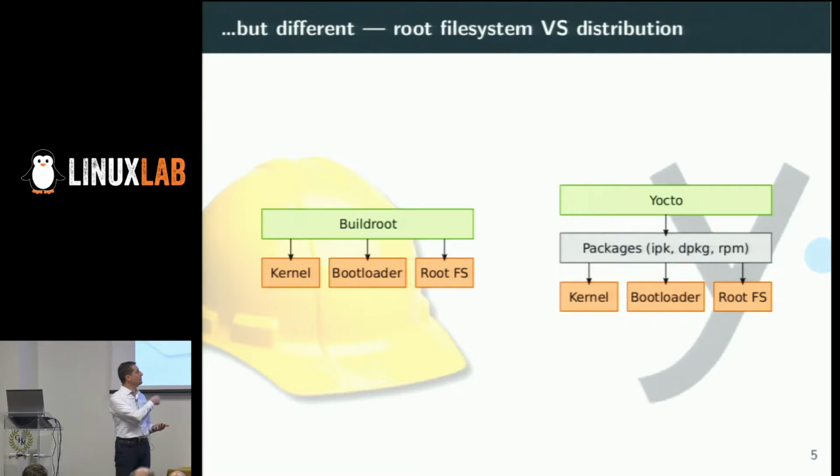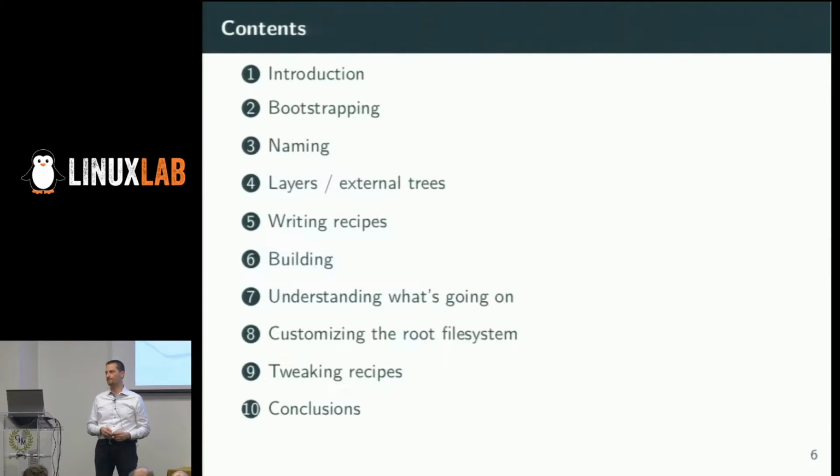Yocto can also produce kernel, bootloader, rootfs, and whatever, but it is a sort of byproduct of packages. So this is a major difference. Even if you don't care about packages, it is a major difference, because you have to understand what it does internally to make good use of it. So you will have to think in packages and not think of building a root file system as in Buildroot.